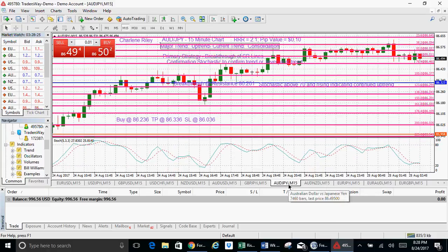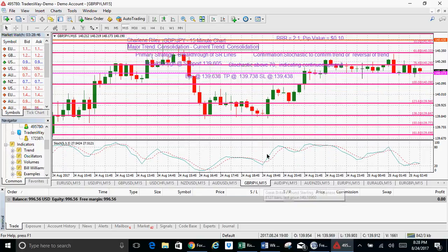Now looking at the Australian JPY, the overall trend, the major trend has been an uptrend, but looks like tight consolidation. So at this point, I wouldn't enter into a trade on this chart. And the same here for the British pound JPY.